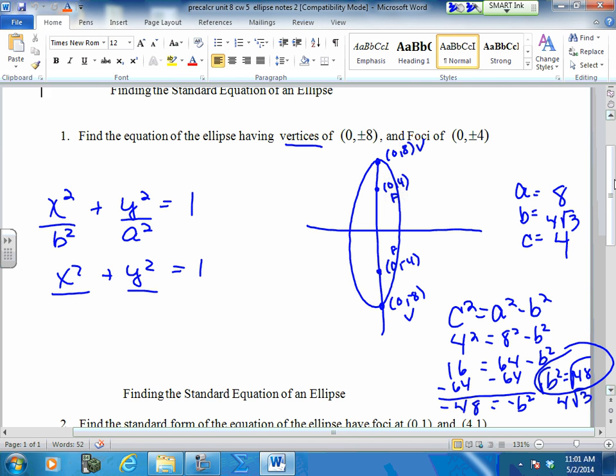What's a squared? 64. What's b squared? Right here. Look, what's b squared? 48. B squared is 48. There's the equation of my ellipse. Okay? Not so bad?